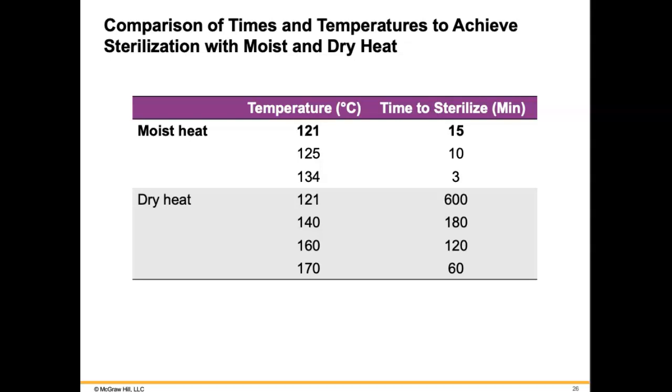All right, so temperatures to achieve sterilization with moist and dry heat. Moist heat: 121 degrees Celsius for 15 minutes, and pressure helps with that. Dry heat: 121 degrees Celsius for 600 minutes. So you can imagine this moist heat works way better.